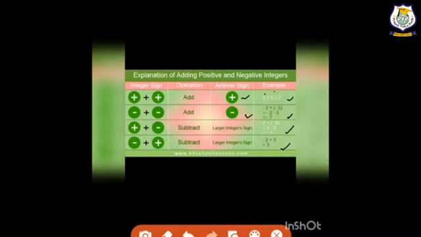Here you have seen one thing: before the negative sign we are indicating the negative sign, but before the positive sign we are not indicating it. Why is it so? Because by default the sign is positive. If any number does not have the negative sign, we take that number as positive. That is the criteria to write the positive integer and the negative integer.